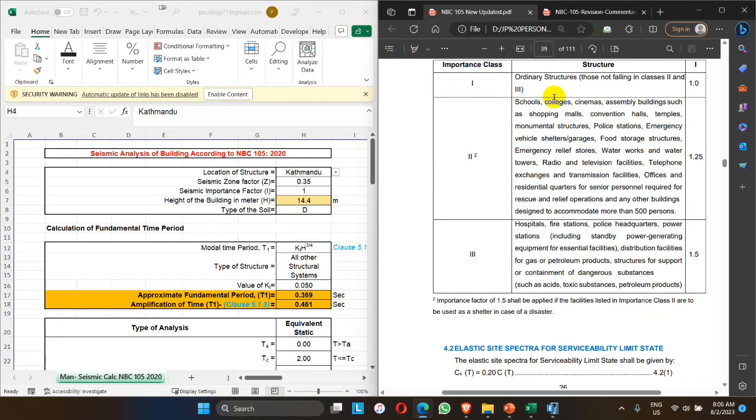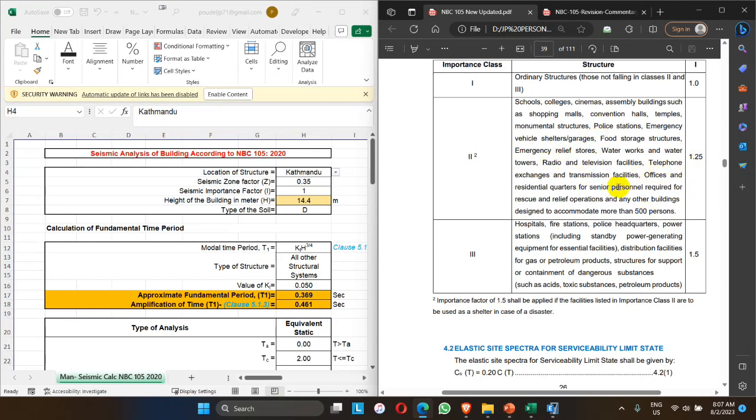For I equals 1, it's not a special type of structure, only for ordinary structures, for example, a residential building. We can incorporate the value of I as 1. And for buildings like school, college, cinema, assembly buildings such as shopping malls, convention halls, temples, monumental structures, police station, etc., the value of I is 1.25.